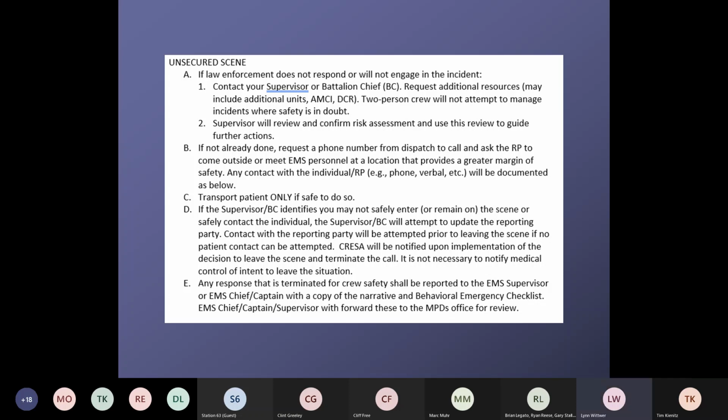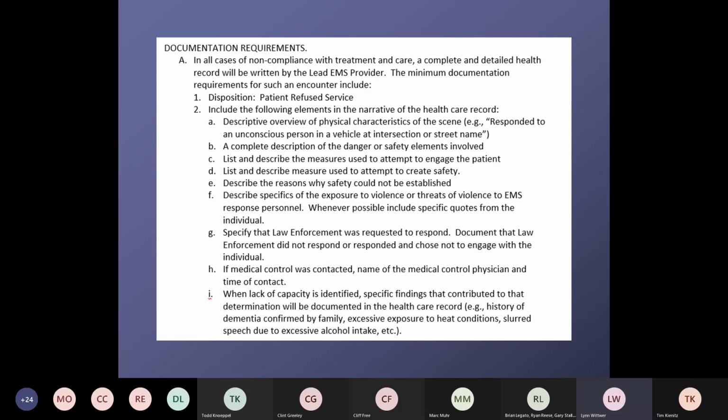Any response that is terminated for crew safety shall be reported to the EMS supervisor or EMS chief captain with a copy of the narrative and behavioral emergency checklist, which is coming in the next couple of slides. EMS chief captain supervisor will forward these to my office for review. We need to keep documentation of all this if we're going to be negotiating with police any further.